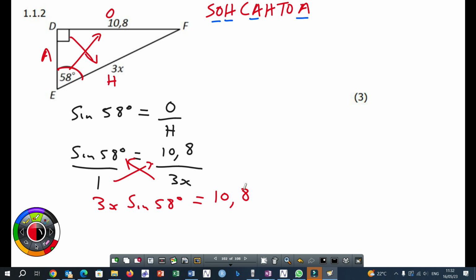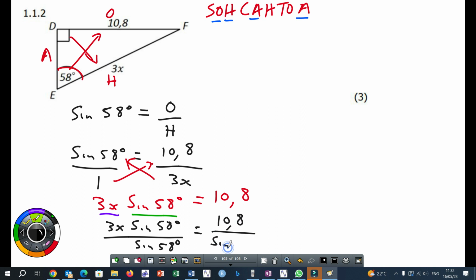Okay? Now the next thing is to isolate the term in x, which is this 3x there. To isolate it, we have to divide both sides by sine 58 first. So our next step is to write 3x times sine 58 degrees over sine 58 degrees is equal to 10,8 divided by sine 58 degrees. But I could also, because here there is multiplication, it is 3x times sine 58. It means I can take this 3 and multiply with the sine 58 and then divide both sides by 3 sine 58.